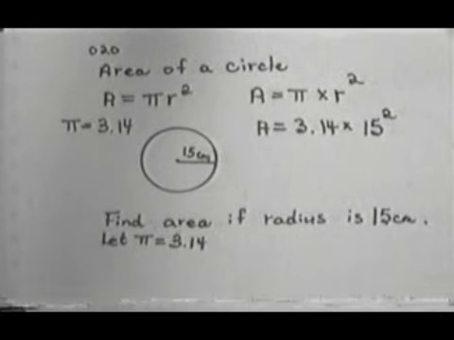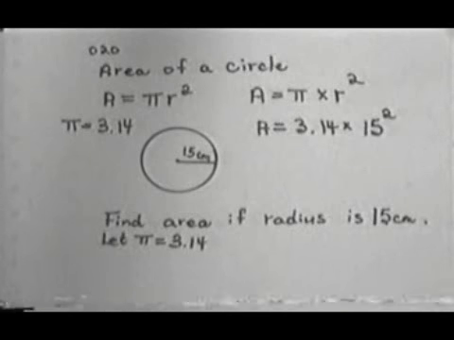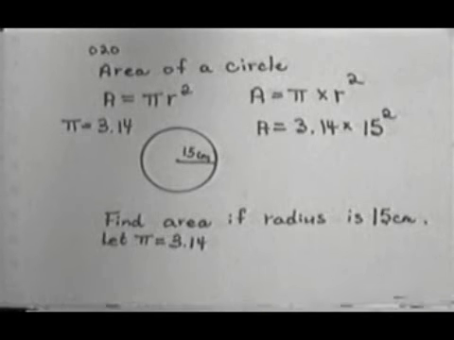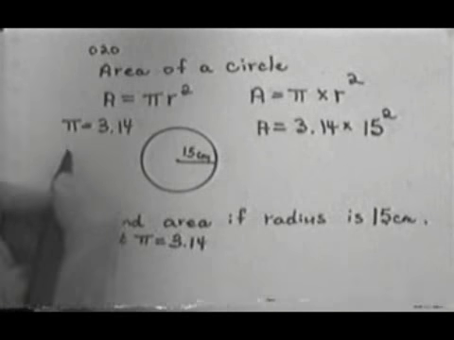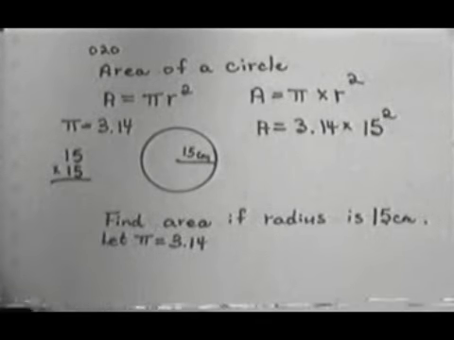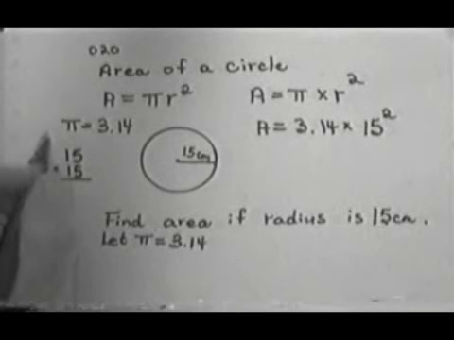Now, when we're working with that formula, we have to think about the rules for order. First thing we've got to do in that formula is do our exponents. So we want to find what 15 squared is. Well, 15 squared means 15 times 15. I'm going to come over here to the side and work that out. 15 times 15. You might already know that answer. But if you don't, you can multiply it out.